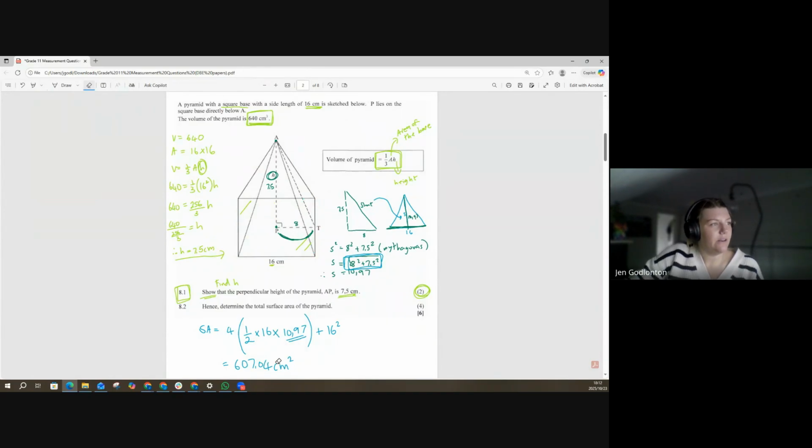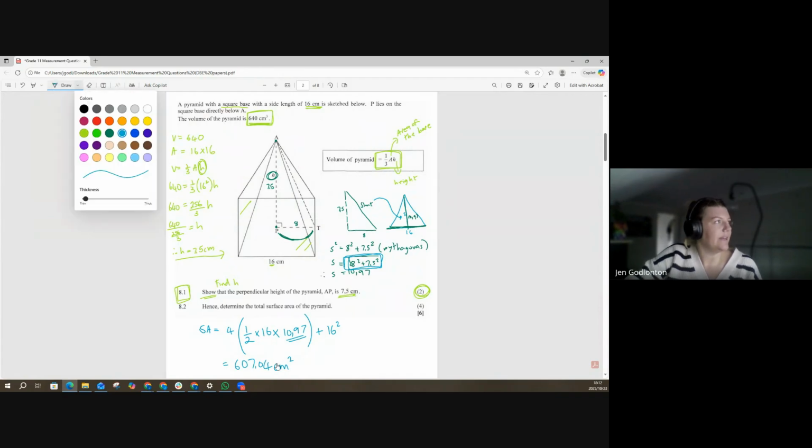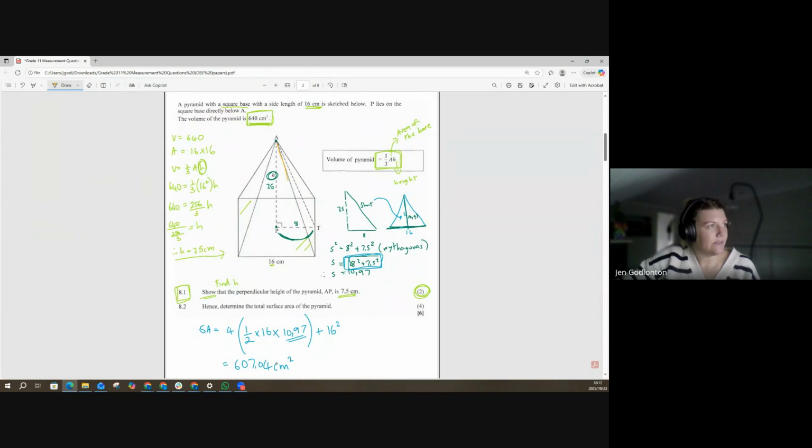If I have a look at just this triangle over here, I'm going to do it in yellow. Okay, so that's one of my faces. And I'm going to have 4 identical faces like this, right? That triangle has a base of 16 and it has a perpendicular height, which is our slant. So the height of that face is the same as the slant of our pyramid. So it becomes this situation.